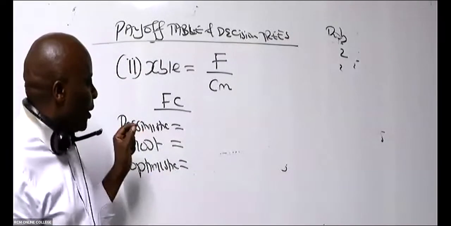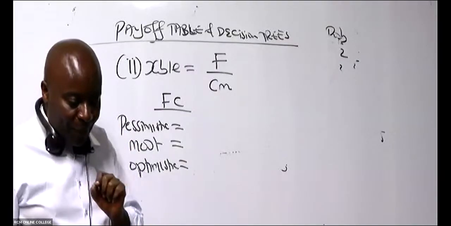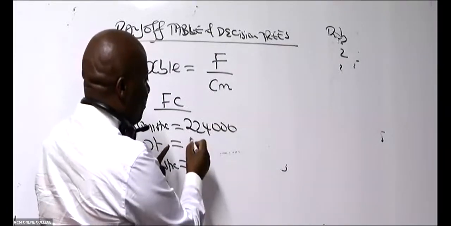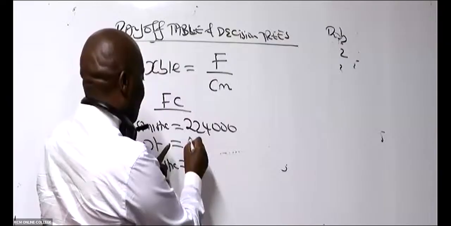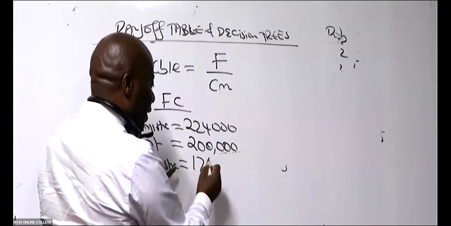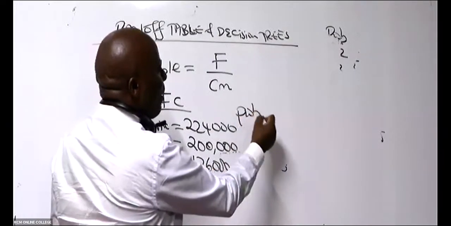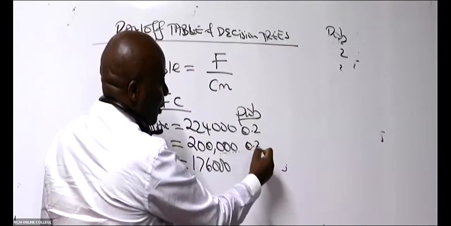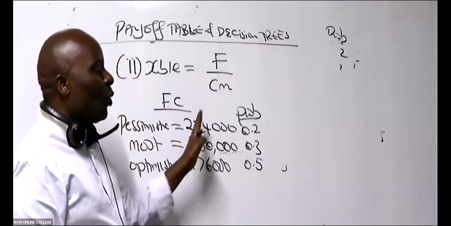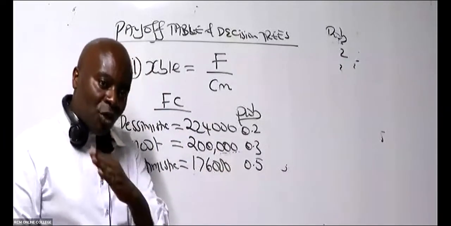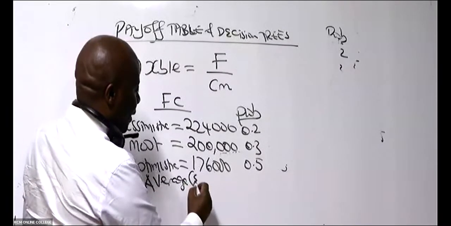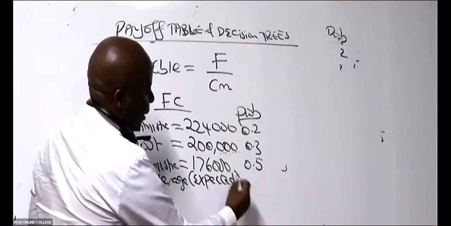The fixed cost for pessimistic, how much do we have there? 224,000. I hope you are able to remember how we got this. Yeah, and then most likely 200,000. I hope you are able to remember this. This 176,000. And then we have probabilities, 0.2, 0.3, 0.5. And because we don't know which one will prevail, then we work with what we call an average fixed cost. So give us average. So yeah, average, or in this case here, expected fixed cost.